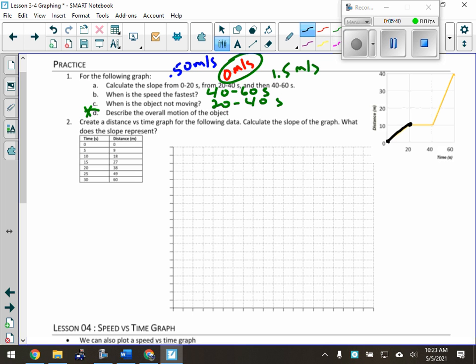From 0 to 20 seconds, the object, because I don't know what this is, it doesn't have a title here, is going at a rate of 0.50 meters per second. From 20 to 40, the object is at rest. That's a word that you want to be using here: at rest. The object is at rest. And then from 40 to 60, it is going at a rate of 1.5 meters per second, or you could say a speed of 1.5 meters per second. That would be okay as well.